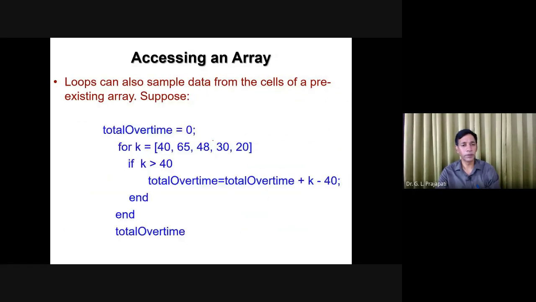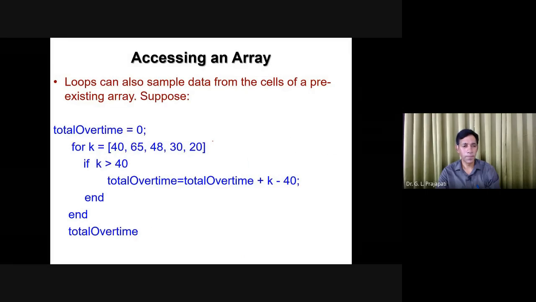Now see, you can also do like this. What we did, k is equal to hours. Instead of writing hours, you just write the values also in the matrix form. So this is more convenient to explicitly know that the first time you go to the loop, first value is 40, second time 65, third time 48, fourth time this, and fifth time this.